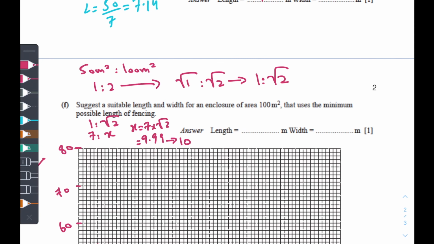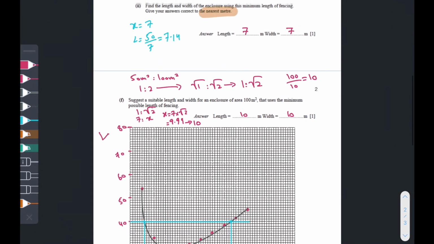So therefore, if one of the lengths is 10 and you divide 100 by 10, you get the other length to be 10 as well. Therefore, the answer to this question is the length is 10 meters and the width is 10 meters as well. And we are done with the question.